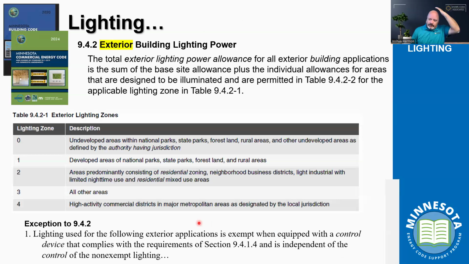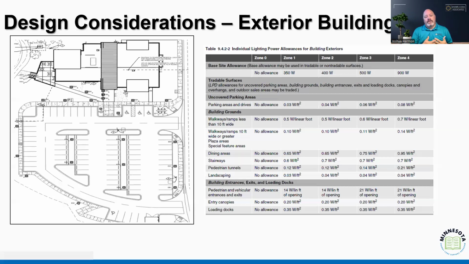So again, we're looking at the exterior lighting. When we apply this in the field, we're going to take that area and say, okay, this is going to be a lighting zone, whatever it might be. We're going to apply that zone type to our building exterior, right? Remember, we're talking about the different components within the system. So are we talking about parking areas, building grounds, building entrances, docks? Each one of those has its own idea of what should be used. How much light do we need for that particular zone, right?